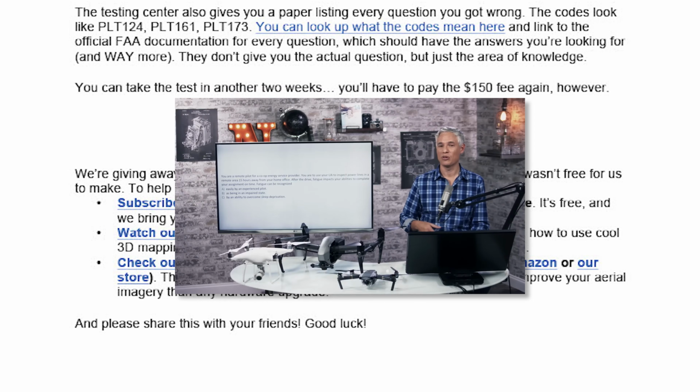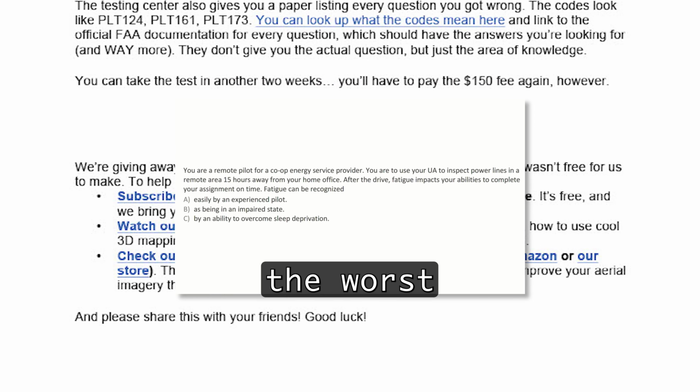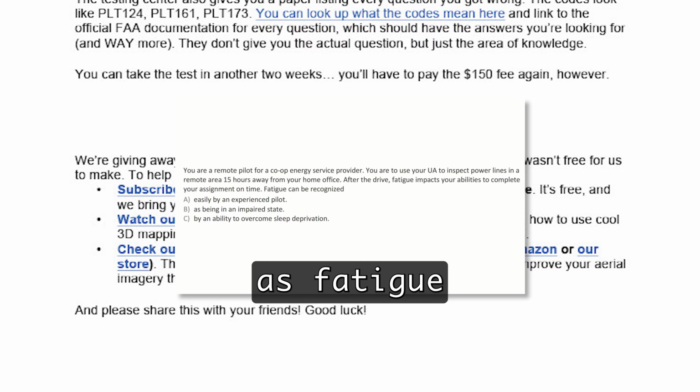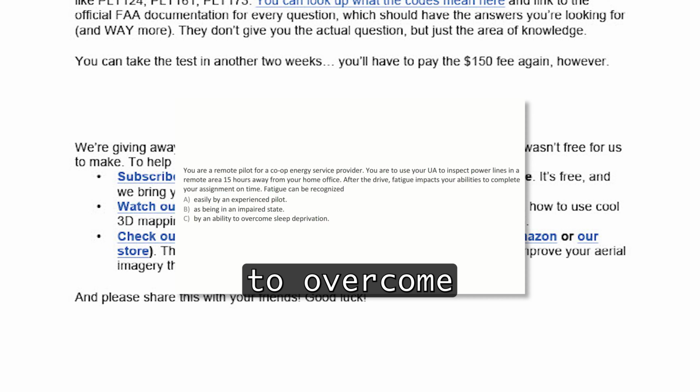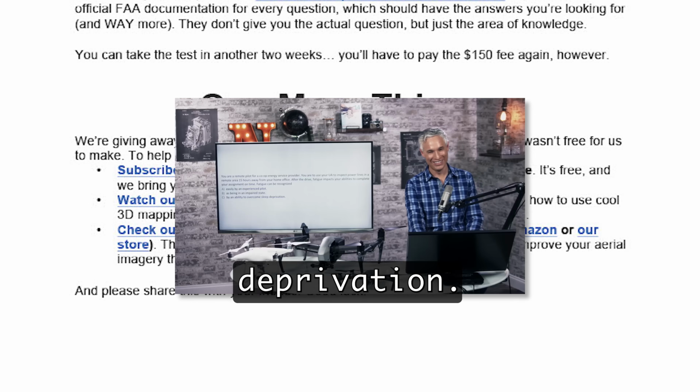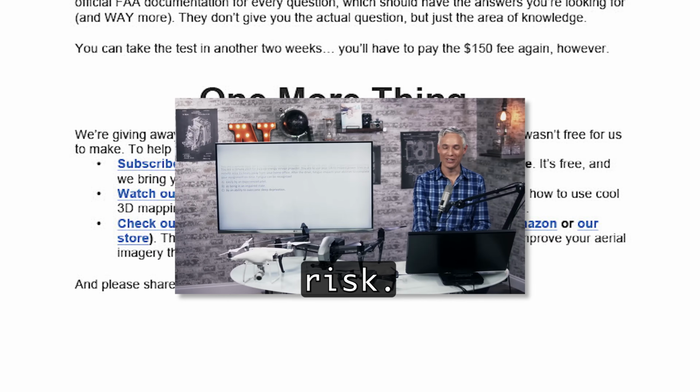Fatigue can be recognized easily by an experienced pilot. No, again, if it's something dangerous, the answer is going to be the worst case scenario, as fatigue can be recognized as being in an impaired state, not the ability to overcome your sleep deprivation. No, that would put you in greater risk.